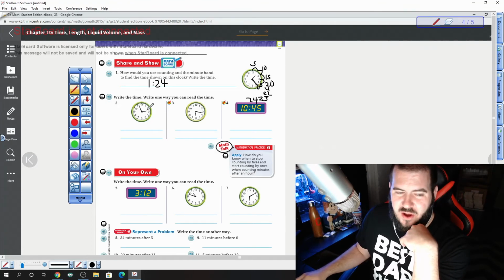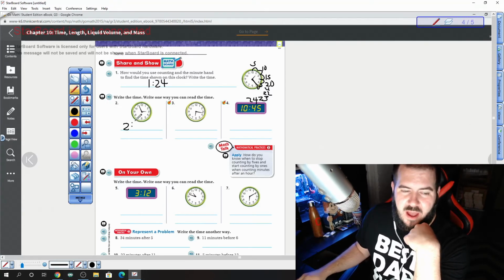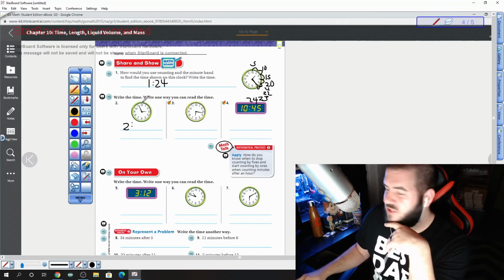Okay? So I know it's 2 something because my hour hand is not to 3 yet. So what I would do is I would count backwards. This is a really good one to count backwards because when our minute hand gets really close to this side, it's good to count backwards.